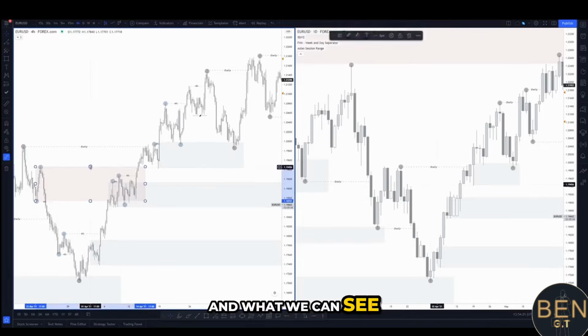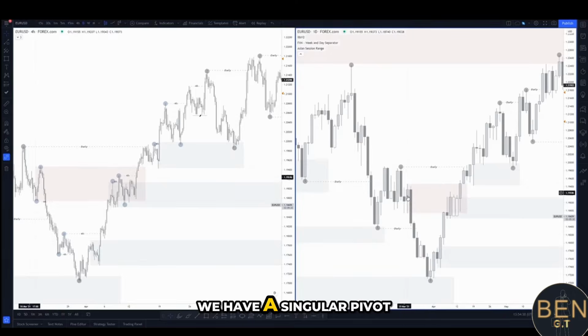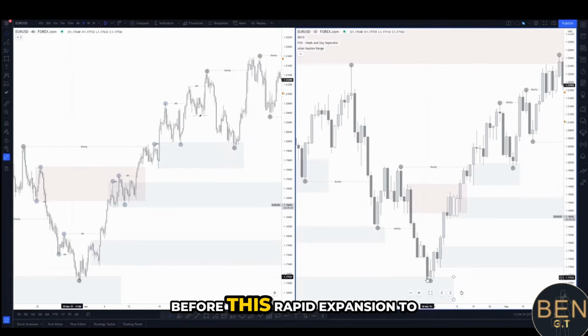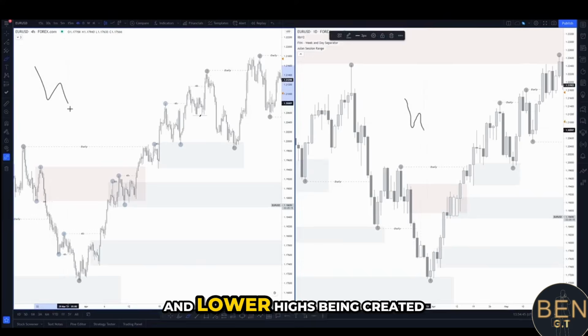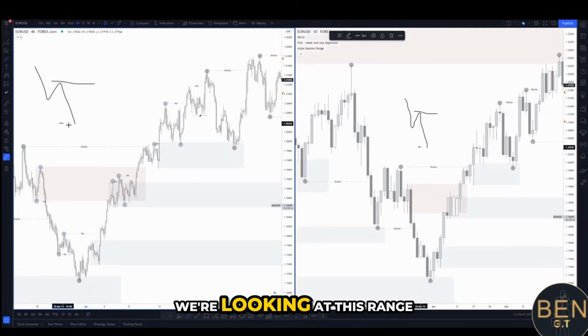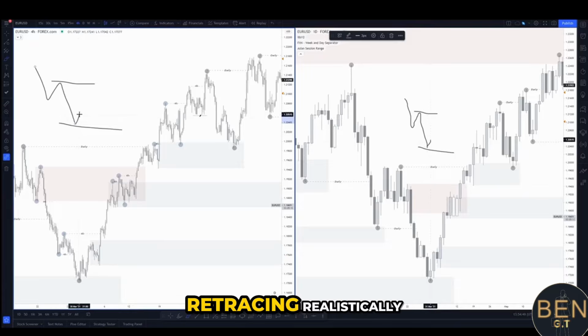And what we can see pretty clearly as well, if we just pop that back on the daily, we have a singular pivot supply candle, this bullish candle before this rapid expansion to the downside. And what we can see is price does react off of this supply zone. So in a perfect world, if we were looking at market structure and we're looking at lower lows and lower highs being created, we're looking at this range in price, we start to see price retracing.